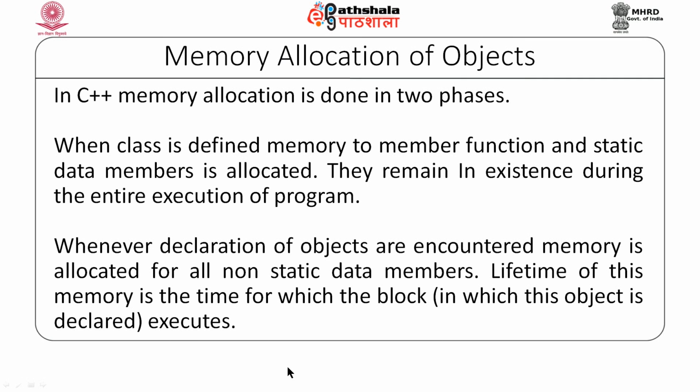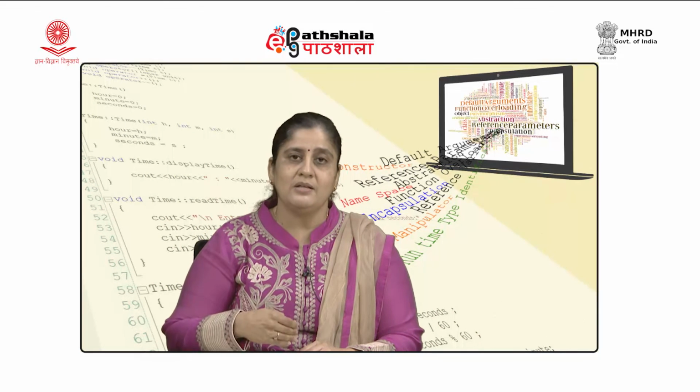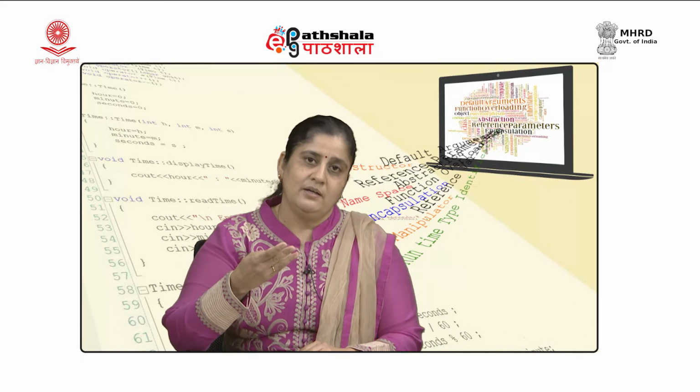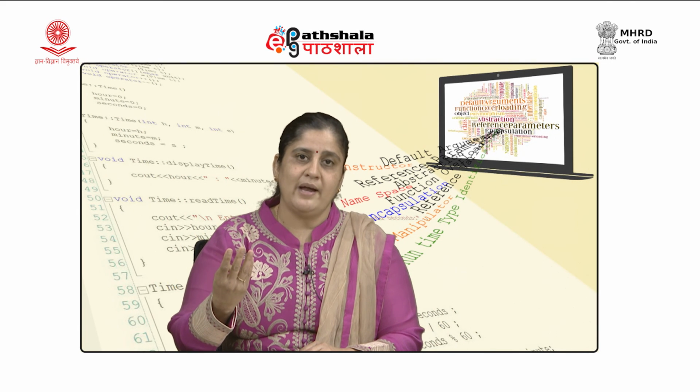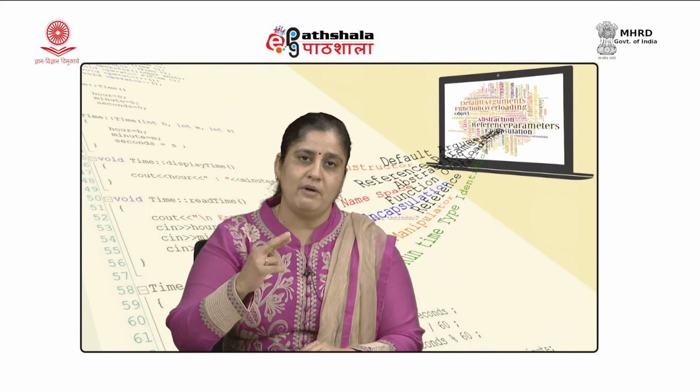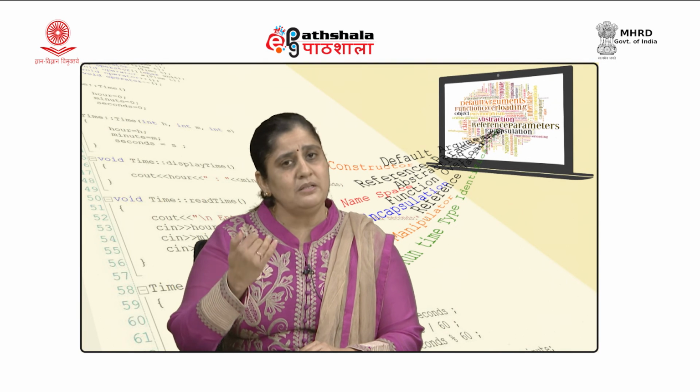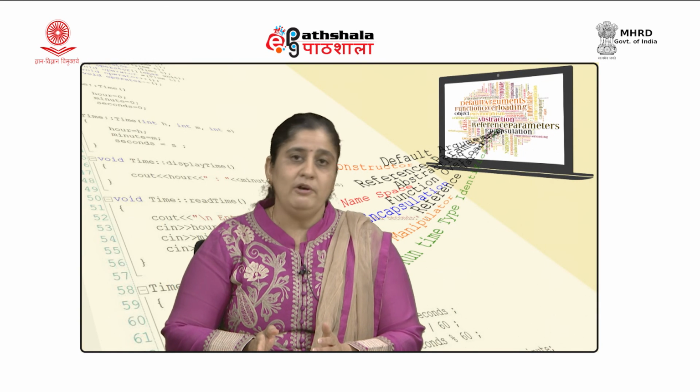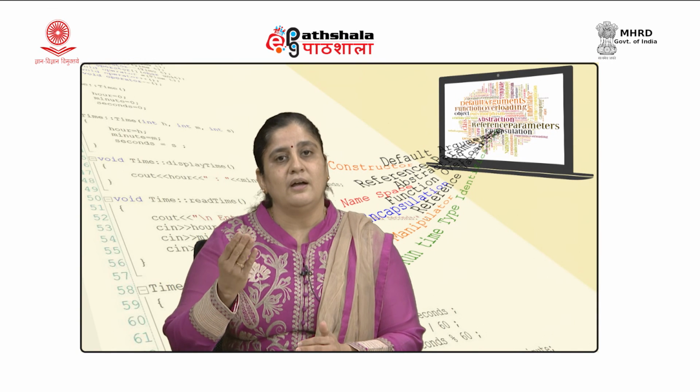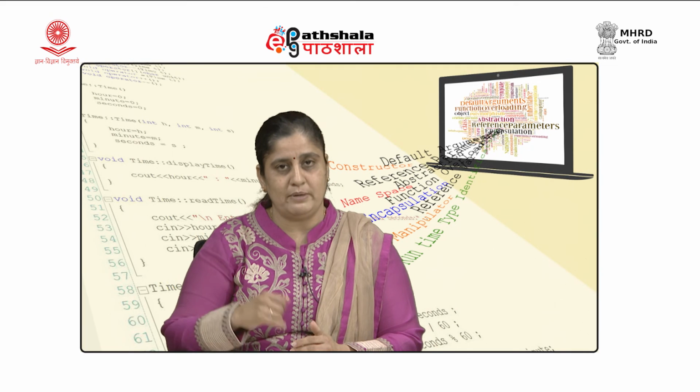functions and different places. So, whenever a declaration of an object is encountered, the memory is allocated for all non-static data members. So, the total amount of memory allocated to an object would be the sum of the memory needed for each data member. So, in my class if I have 4 data members, then the memory allocated to the object would be the memory required for the first data member plus the second plus the third plus the fourth, and this memory will not remain in existence for the entire duration of the program execution.